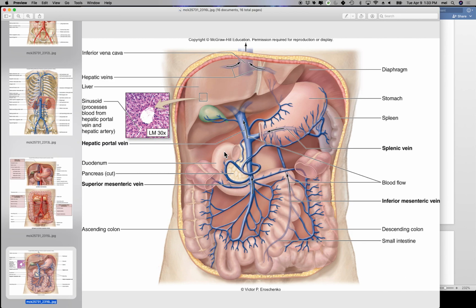Okay, so I want to address a couple things. And first I want to address the concept of a portal vessel. So, portal vessel breaks the rules of circulation, because here is how circulation generally goes, right? You start at the heart, you go heart, arteries, arterioles, capillary bed, venules, veins, heart, yes? This breaks that rule, because it goes heart, arteries, arterioles, capillary beds, portal vessel, capillary beds, venules, veins, heart.